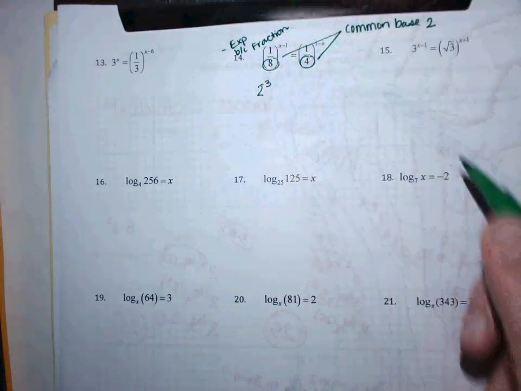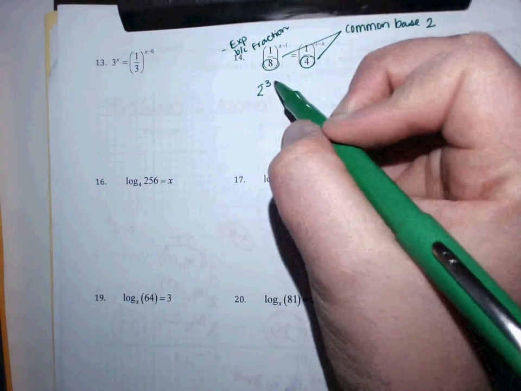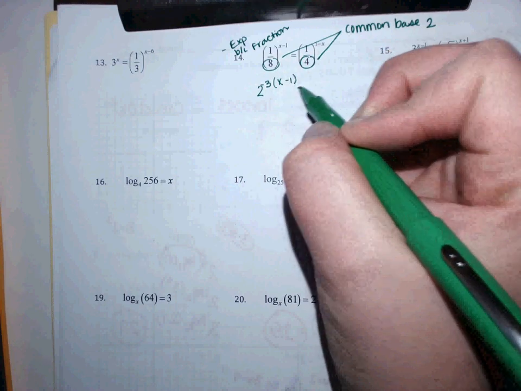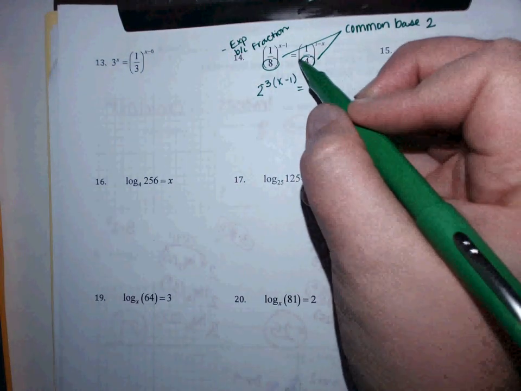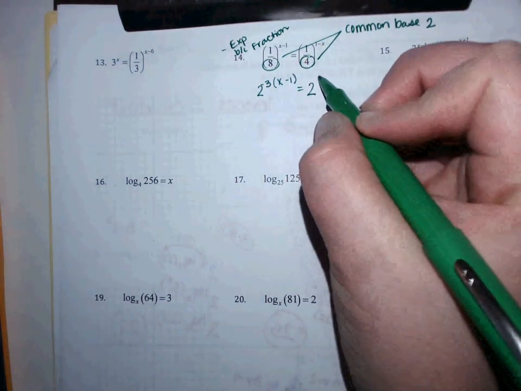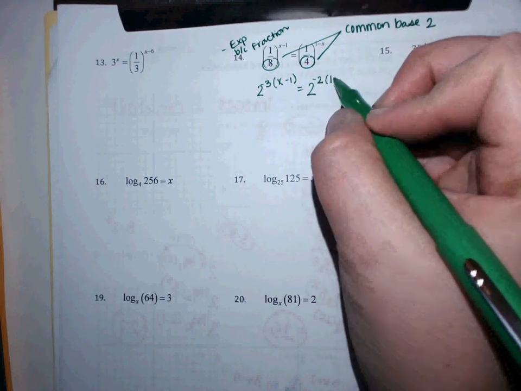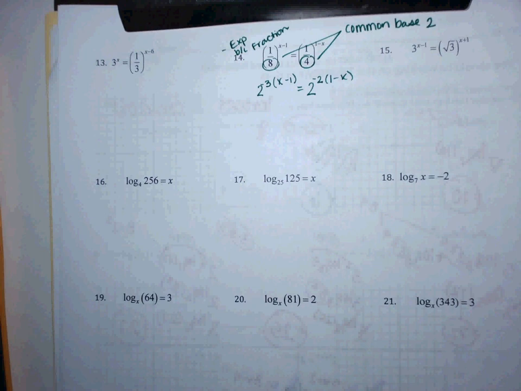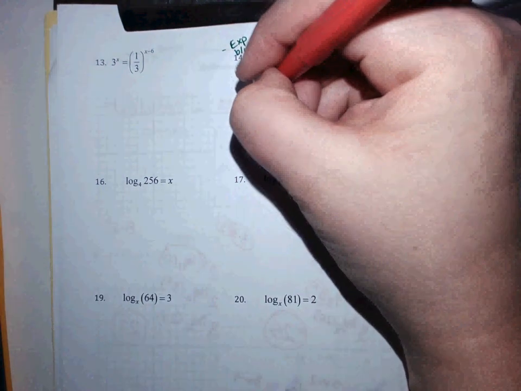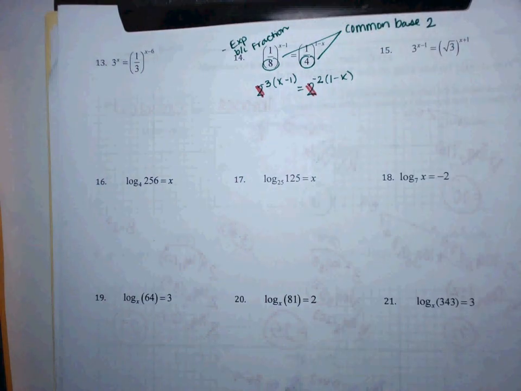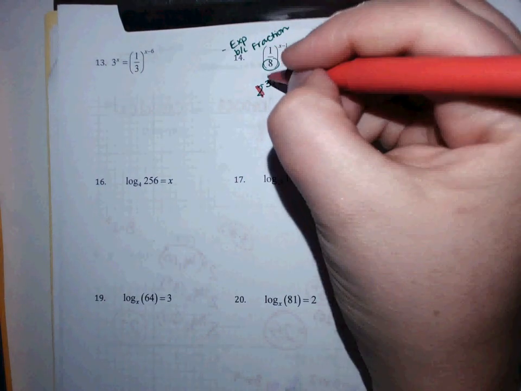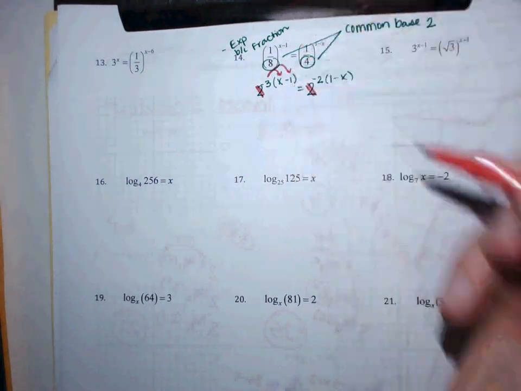Okay? So I do 8 is 2 to the negative 3, then I have an x minus 1 left over. Other side is a 4. 4 is 2 squared, but I have to turn it into a 2 to the negative 2, 1 minus x. Then from there, I can cross those common base 2's out, and I can distribute that number from the front into each of those.